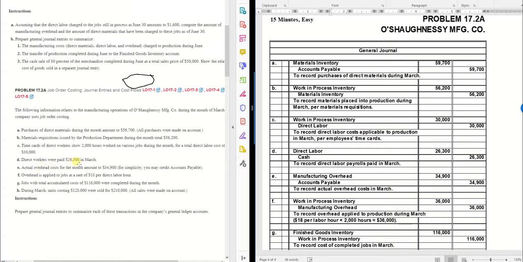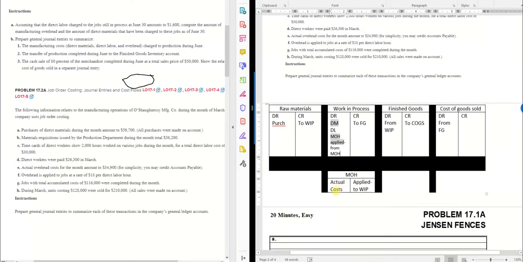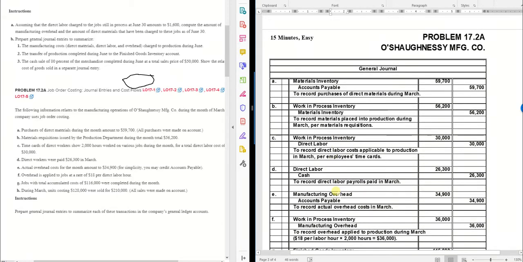D, direct workers were paid. Okay, so notice if I put wages payable here, I'm going to debit wages payable, credit cash. So it puts it into work in process when they're earned, not when they're paid. So this is just like financial accounting, which would be wages payable, cash. Actual. So if I scroll back up, I said I wasn't going to do it, but actual is on the debit side. Okay, so I have actual manufacturing overhead of 39.4, and I credit accounts payable, whatever it is.